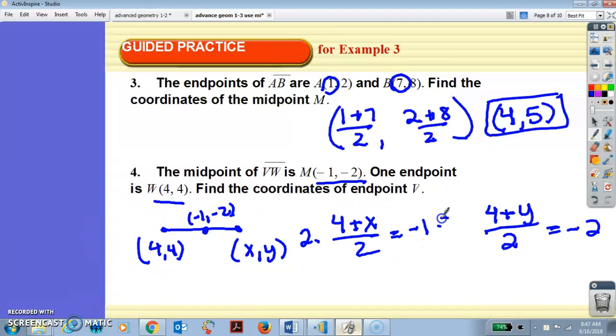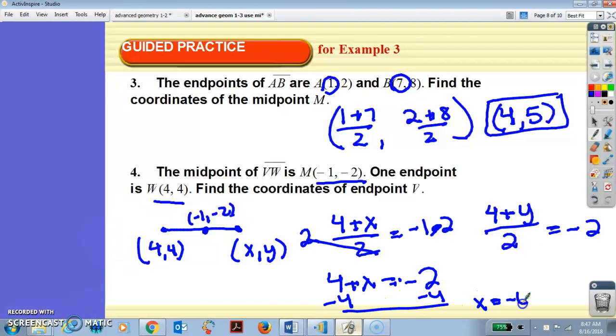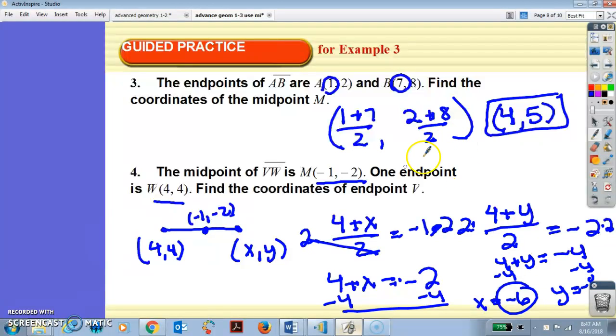Multiply by 2 on both sides. 4 plus what equals -1 times 2. I couldn't tell if that was a negative or not. -1 times 2 is -2. Subtract 4 on both sides. X equals -6. Over here, times 2 on both sides. 4 plus what equals -4. Subtract 4 on both sides. Y equals -8. So your endpoint is at (-6, -8).